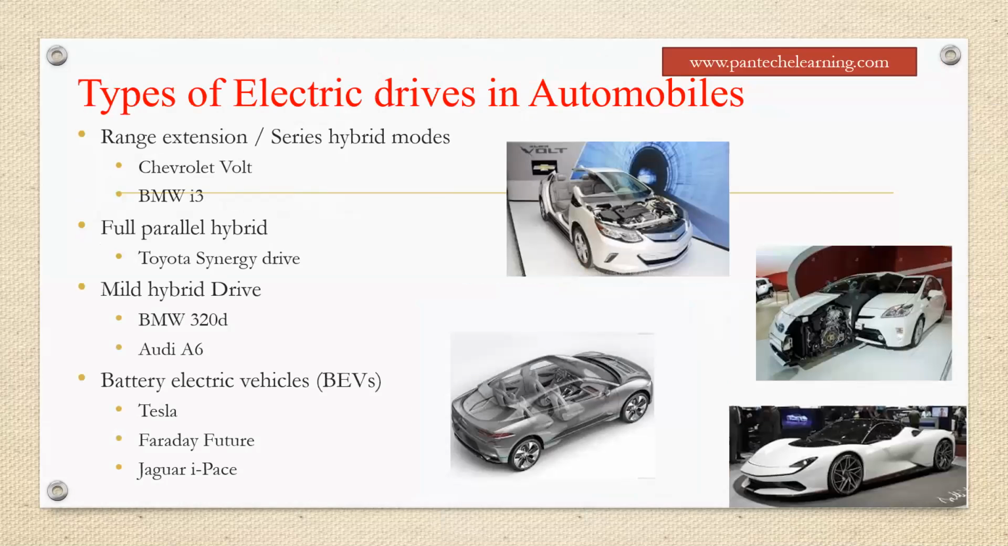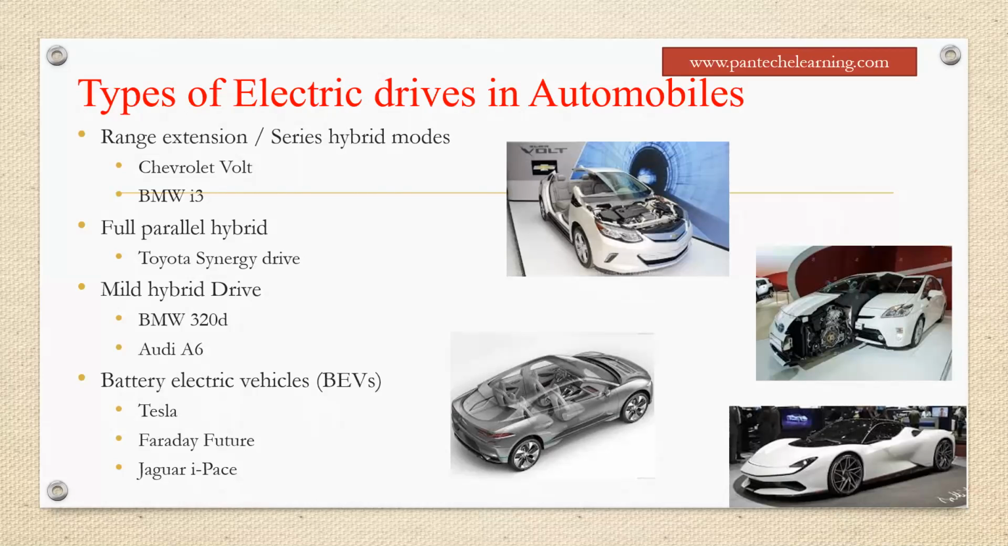Here, the types of electrical drives in today's automobile industry are range extension and series hybrid drives. In hybrid electric vehicles, Chevrolet Volt and BMW i3 prefer the series hybrid drive mode only. In a hybrid electric vehicle, there are three drive modes: parallel hybridization, series hybridization, a combination of series and parallel, and also micro hybridization. According to the drive mode, we need to build the battery for our vehicle.